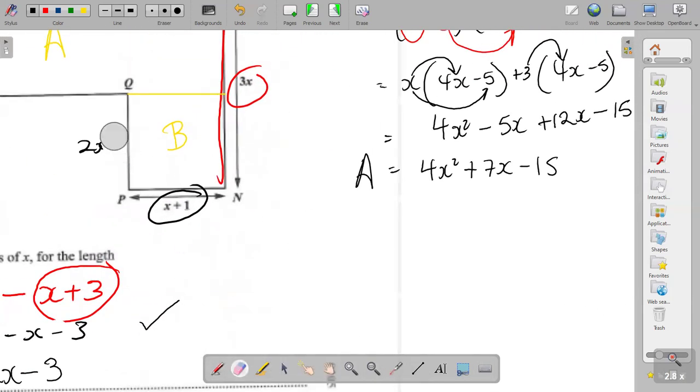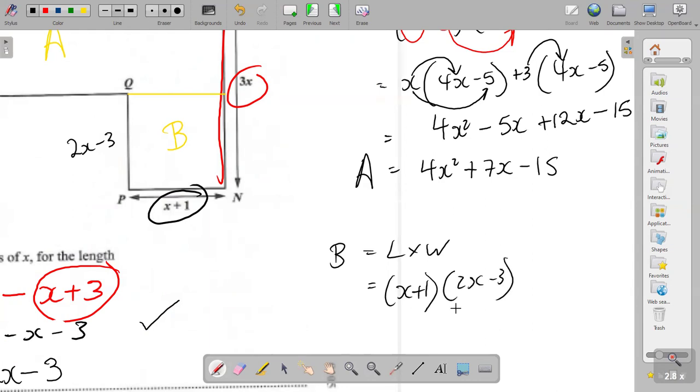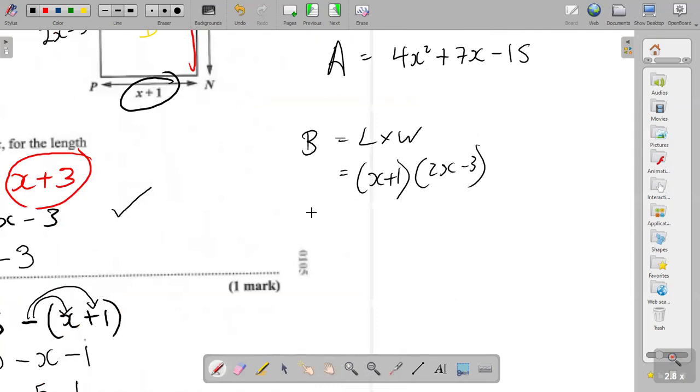What was this? 2x minus 3 instead? So let's work out that. The area of B is length times width as well. So that would give me x plus 1 times 2x minus 3. Same thing, bust up the first bracket. So it's going to be x times the bracket plus 1 times the bracket: x times 2x minus 3 plus 1 times 2x minus 3.